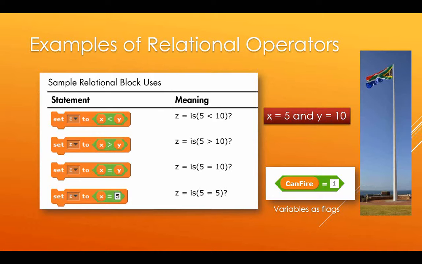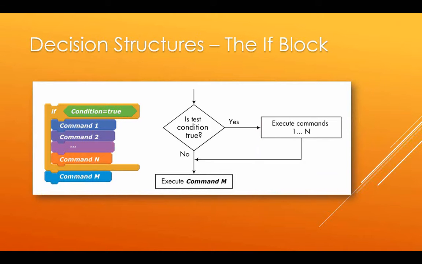Any questions? Nope. Okay. Alright, decision structures. These are very important in computer programming because unless you can branch, unless you can take two different paths or multiple different paths, you can't do much in computer programming.